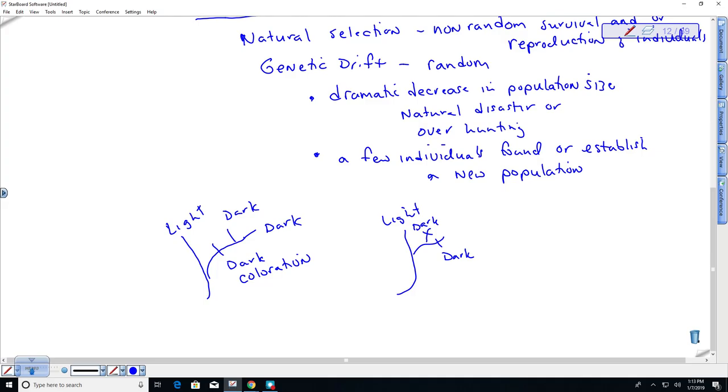Now, are the light and the dark mice of the same species or are they different species? Same species, right? Because they could potentially interbreed. There's nothing keeping them from mating with each other and producing offspring. If for some reason they became more isolated geographically, you could have them becoming different species, but that would not be microevolution. We'll talk about the difference between micro and macroevolution. Macroevolution is where we get the evolution of new species.